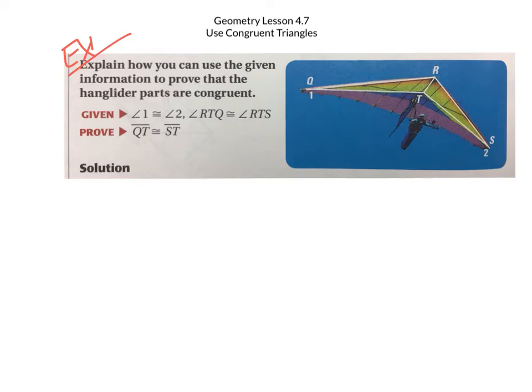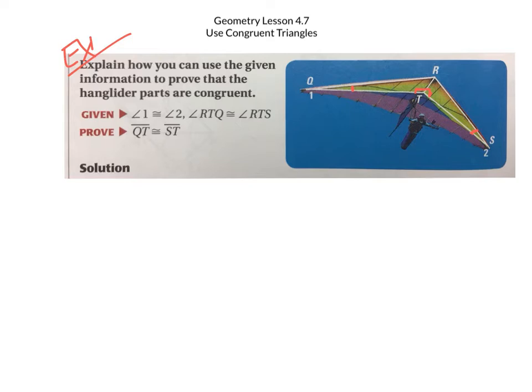Angle 1 is congruent to angle 2. So I could mark it right here. This angle is congruent to this angle, right? And they also told us that RTQ is congruent to RTS. So that's this angle and this angle, right? I always mark them. If you're doing a problem, you can sketch it out and mark it real quick. So you already know that these are congruent to each other.